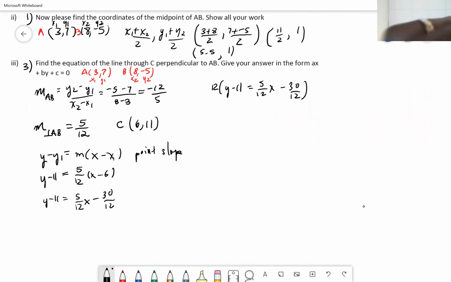Usually we'll leave it in y equals mx plus b form, slope intercept form. However, I want to get rid of the 12s because I want to write it in ax plus by plus c form. Usually I'll just add the 11 over and I'll be done with it. Obviously, combine like terms on the other side. So you end up with 12y. What's 12 times negative 11? You don't know your times tables?